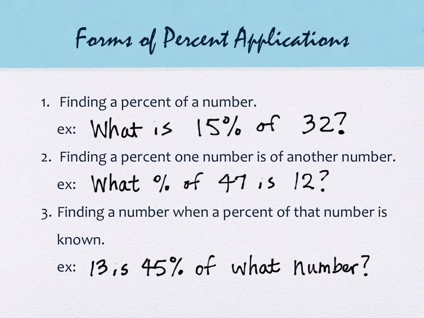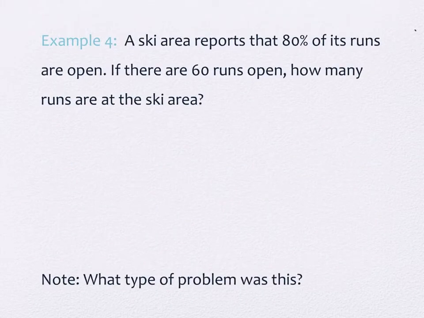Yes, which is 3, right, Summer? Good job. This is a type 3 problem. So let's see what they give us again. We have a ski area. They report 80% of the runs are open. There are 60 runs open. How many runs are at the ski area?